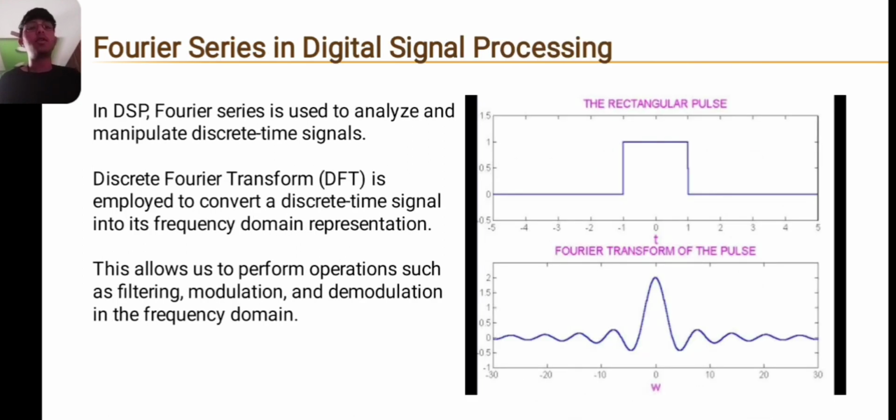Next, Fourier series in digital signal processing. In DSP, Fourier series is used to analyze and manipulate discrete time signals. The discrete Fourier transform (DFT) is employed to convert a discrete time signal into its frequency domain representation. This allows us to perform operations such as filtering, modulation, and demodulation in the frequency domain.